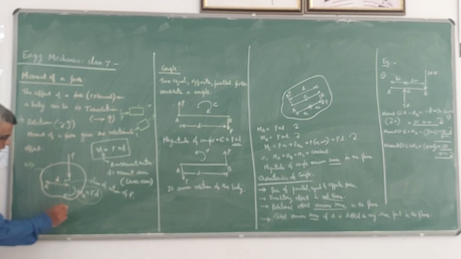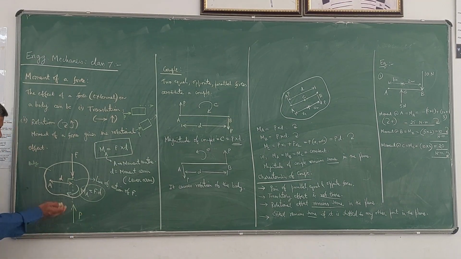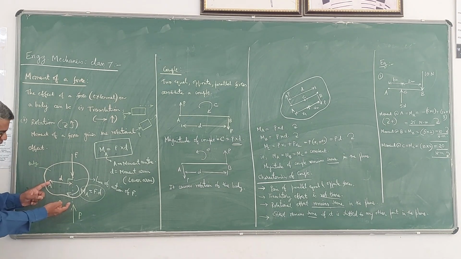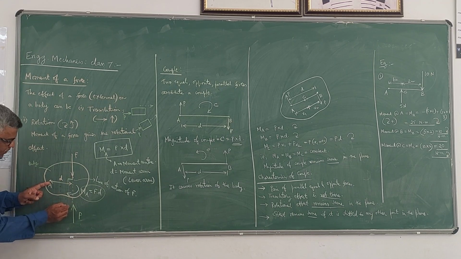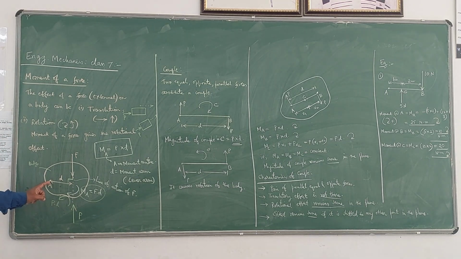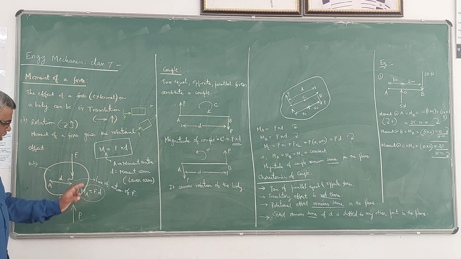Suppose the force is acting like this, another force P acting like this, then if you observe about the point A, this force tries to rotate the body in the anti-clockwise direction. Of course the value remains the same, it is P into d only. So here P into d is anti-clockwise in direction, F into d is clockwise in direction.